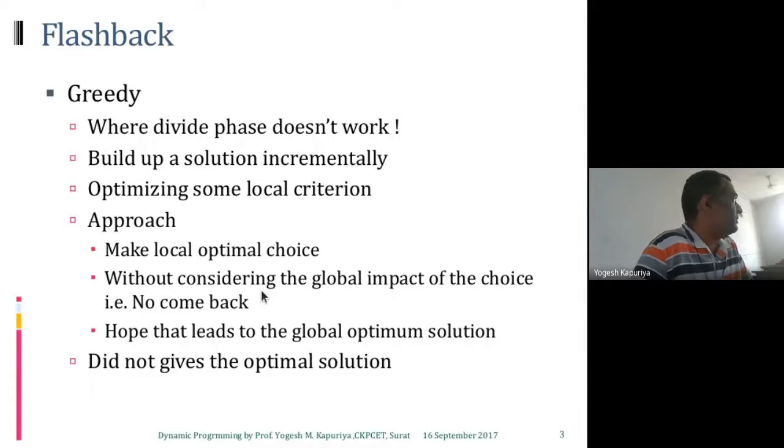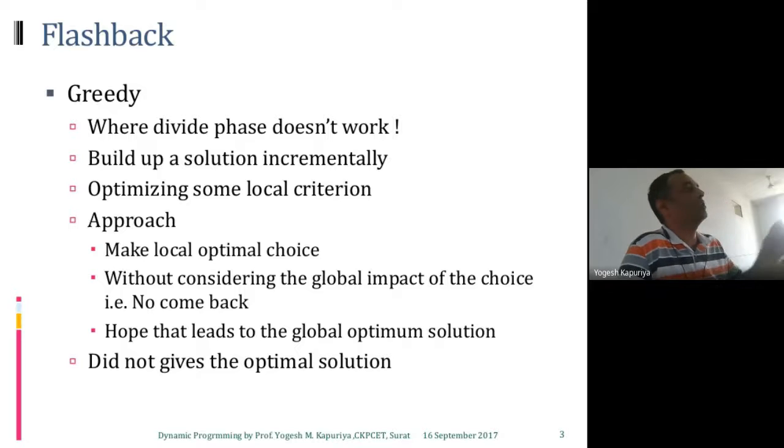Second technique which we have discussed was the greedy algorithm, which is used for optimization problems. So here we are not actually dividing anything. Instead of that, we are incrementally building the solution. Incrementally means that at every instance you will be adding something into the solution. Like in minimum spanning tree, for example, at every instance you will be adding one edge into the spanning tree. So that is a greedy approach.